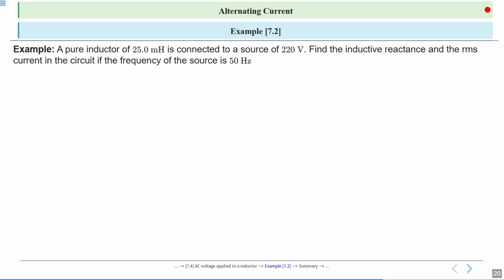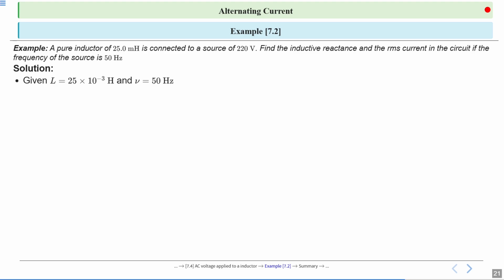So let's see example 7.2. A pure inductor of 25 millihenry is connected to a source of 220 volt. Find the inductive reactance and the RMS current in the circuit if the frequency of the source is 50 Hz. So let's see the solution.